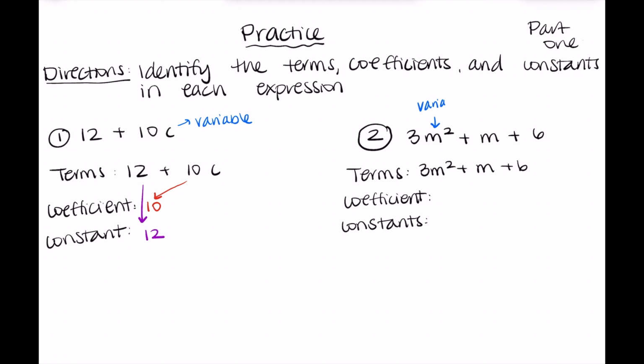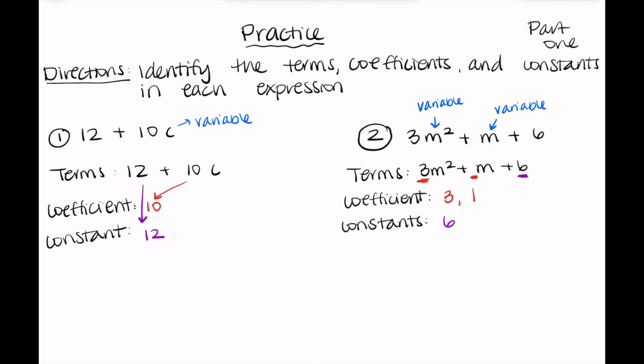We have two types of variables here. We have m squared and m. They are not the same. So our coefficients, we have 3. That's in front of our m squared. And what's in front of our m? It's just a 1, right? We have 1m. We don't necessarily write that coefficient out, but it is there.